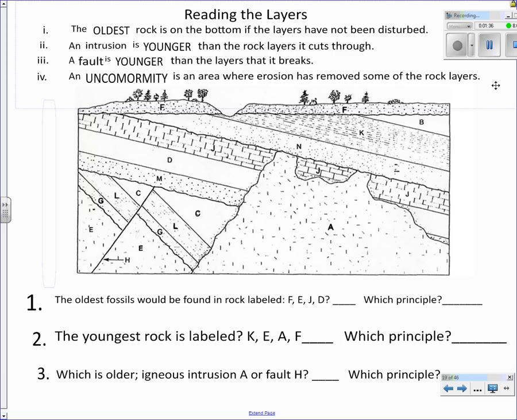However, you have to have a backup plan on explaining why you chose that information, which are these four things here. You're either going to say the oldest rock is on the bottom if the layers are not disturbed, which essentially is the law of superposition. You're either going to use an intrusion is younger than the rock layers it cuts through, which we understand that features and events are younger or older? Younger. A fault is younger than the layers that it breaks. Again, that's the features and events are younger. Or don't forget about the unconformities. It is an area where erosion has removed some layers.